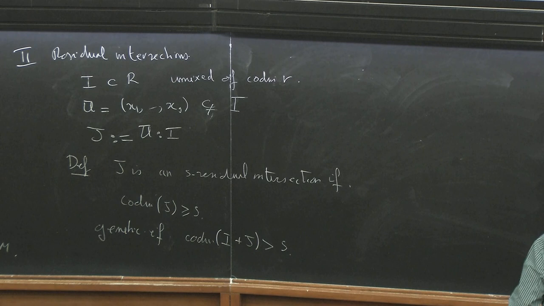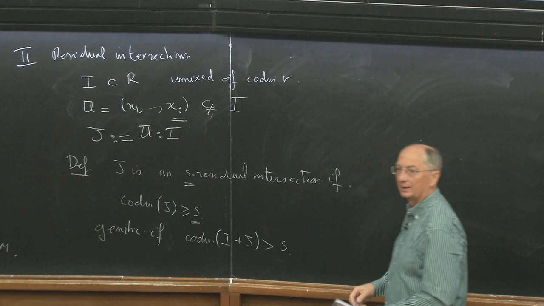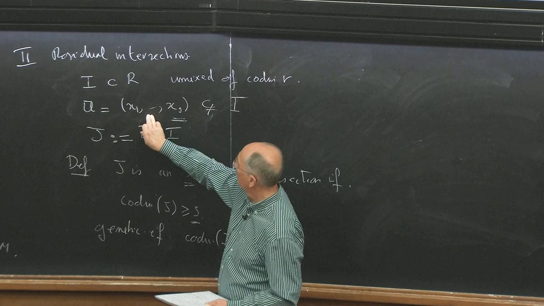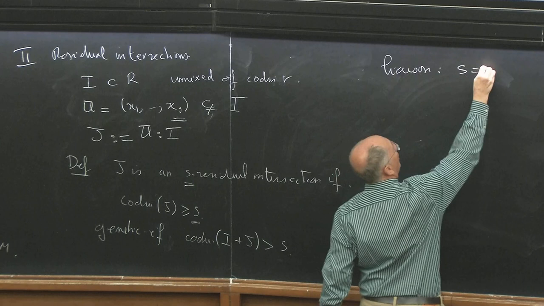How many elements? S. So it's very important that the S here is the S here and the S here. Okay. You assume that the codimension of the cone is exactly what corresponds to the number of elements you have here. Okay. So liaison corresponds to S equal R. That's good.